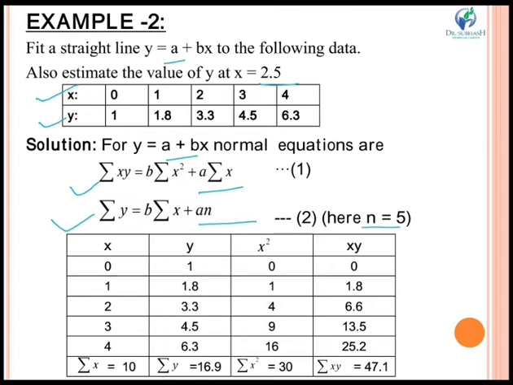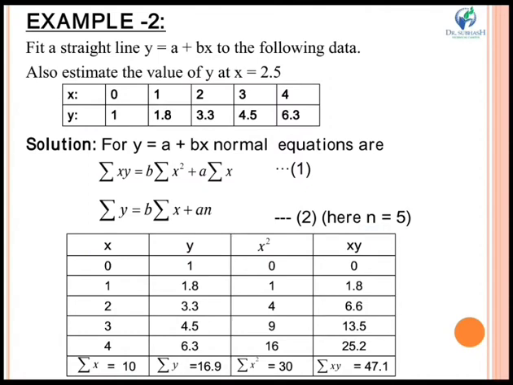Now again I will construct the same table as done in example 1. I will write x, y, x square and xy. I will write all the values of x and add them. I will write all the values of y and add them. Again I will construct a column for x square. I will square all the values of x. 0 square will be 0, 2 square will be 4, 4 square will be 16. Similarly, I will square all the values and add, and I will get my sum as 30.